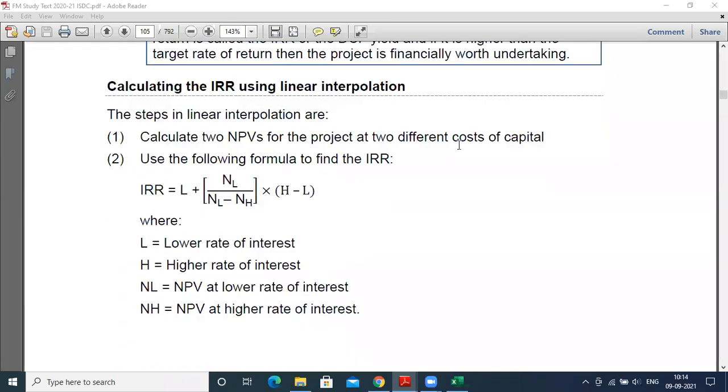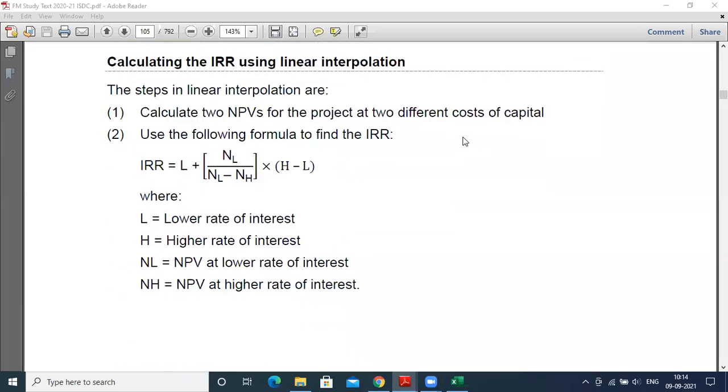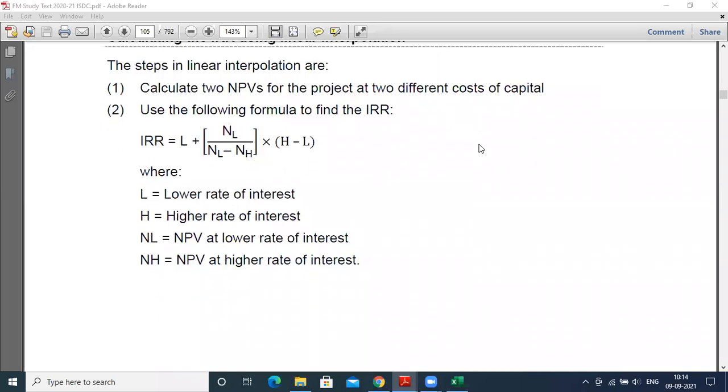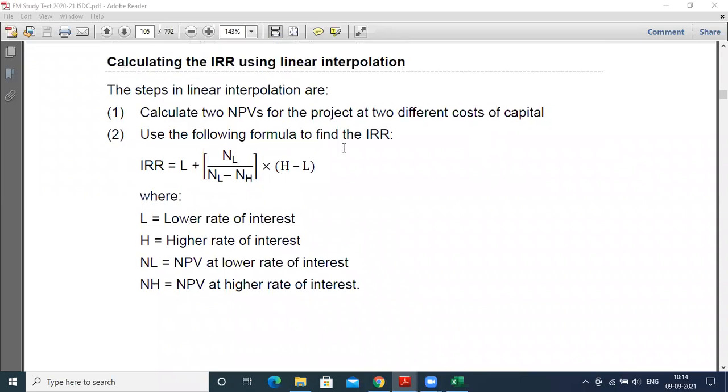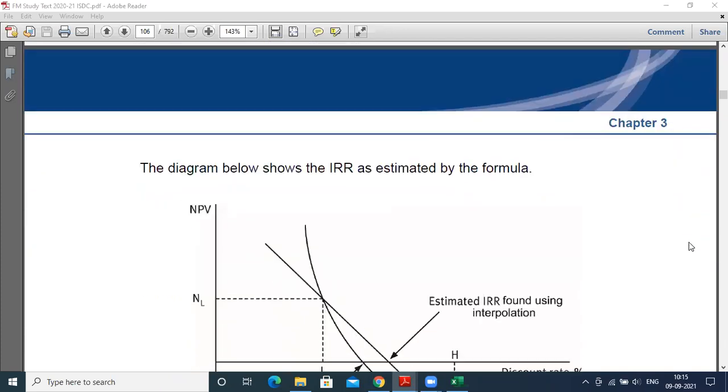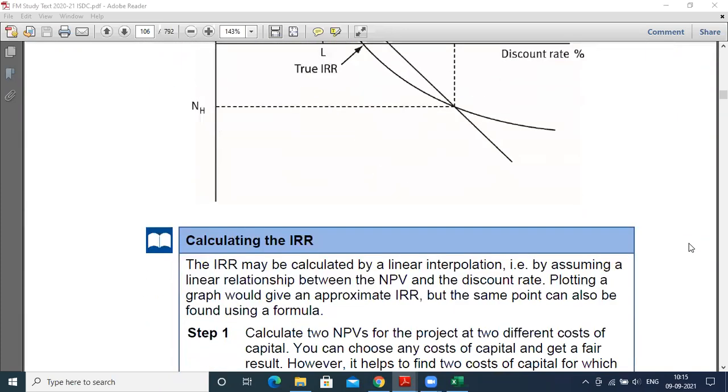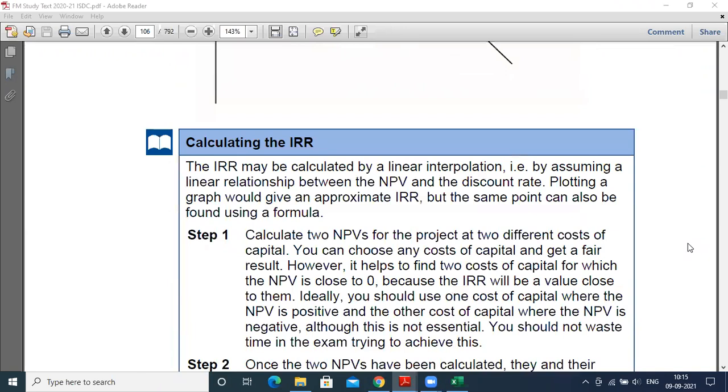Thanks for the response. Now here you can see the formula for calculating IRR using the linear interpolation method. IRR is equal to the lower rate of interest plus the difference between the higher and lower rates, multiplied by the NPV at the lower rate of interest divided by the difference between the NPV at the lower rate and the NPV at the higher rate. After this we will explain this method.